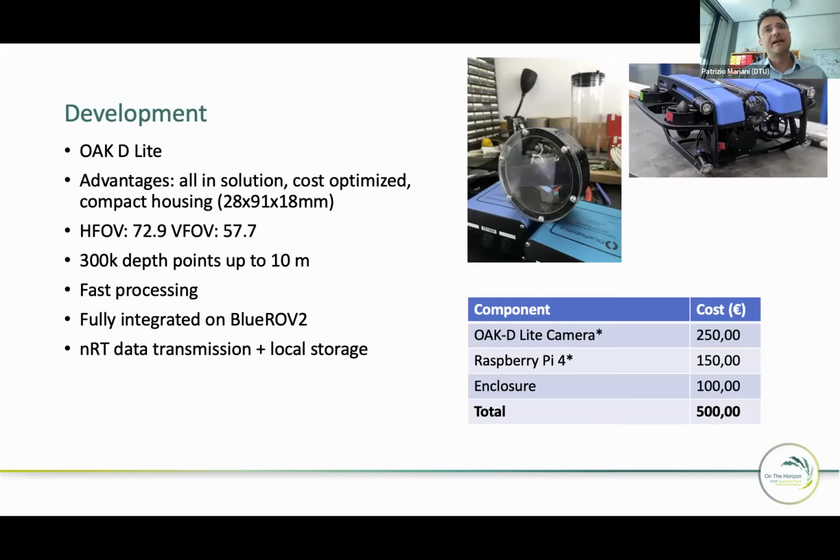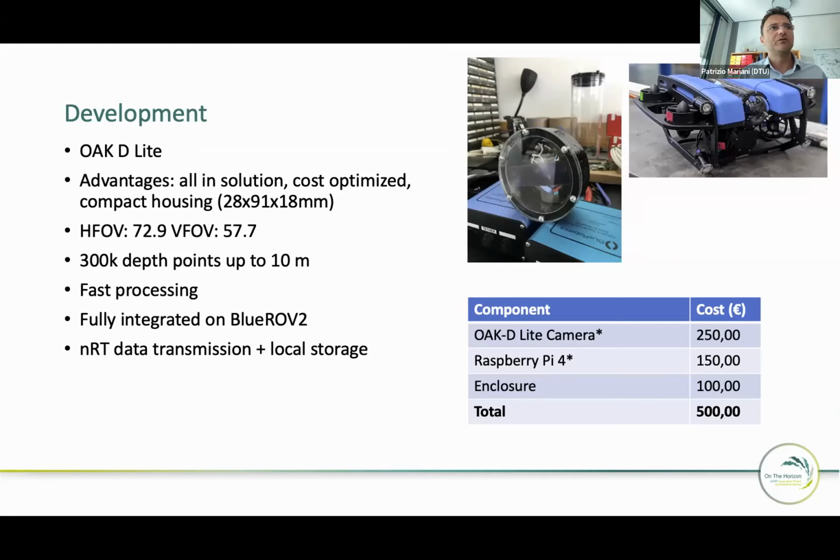And so we have designed a system to integrate this stereoscopic camera for underwater applications on the ROV. It has, of course, several advantages. It's an all-in-one solution. It's very cost-effective. It was mentioned before that having a cost-effective solution for ocean or underwater applications is not always simple. In this case, we have optimized the casing and the integration methods to have a very cost-effective solution.